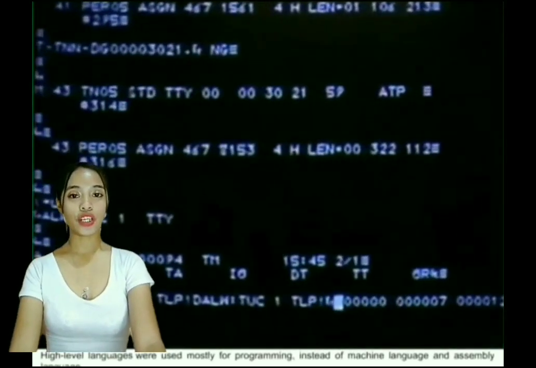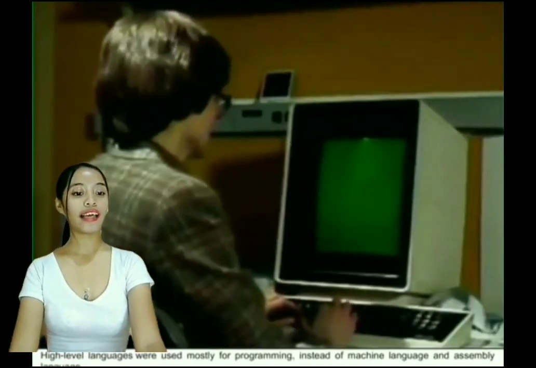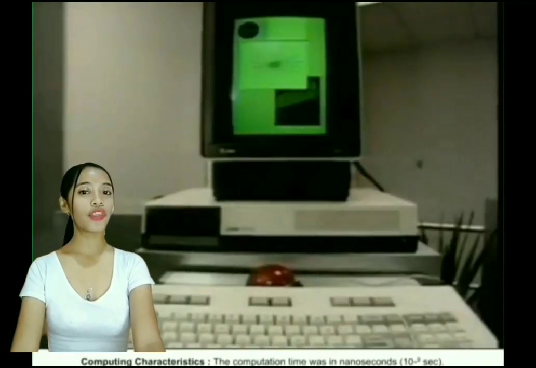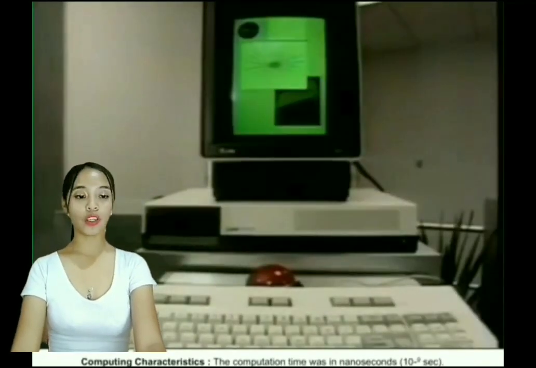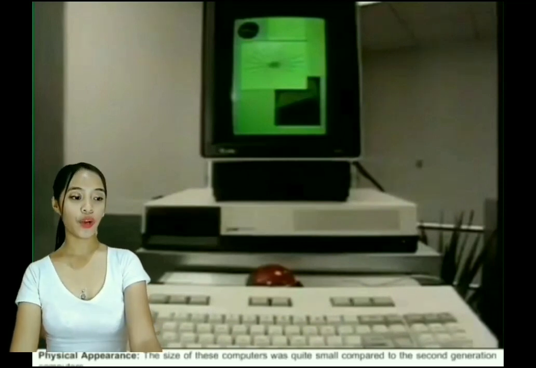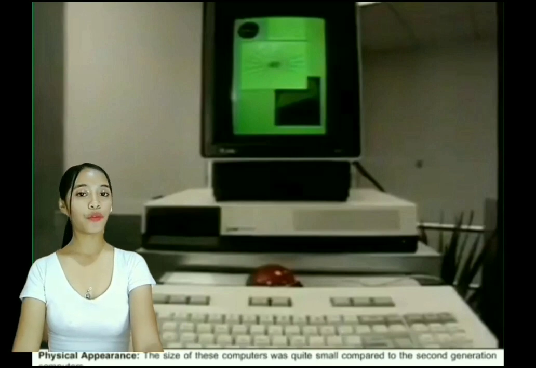The third generation computers consumed less power and also generated less heat. The maintenance cost of the computers of the third generation was also low. The computers of the third generation were easier for commercial use.